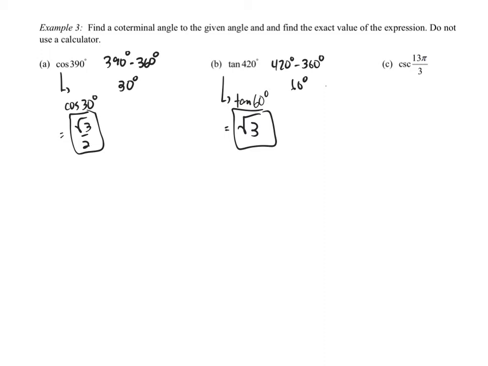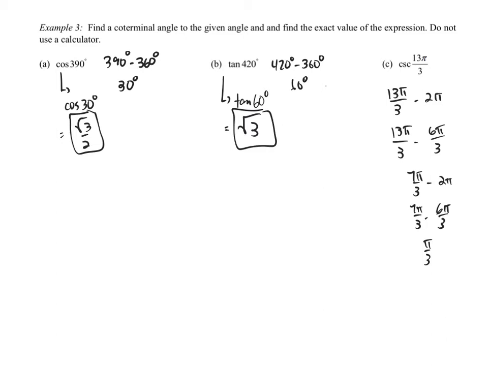Now, letter C is a little bit different because it's in radians. So I know that in order to get a coterminal angle in radians, we could subtract 2 pi. Well, in order to subtract those, we need to have them be the same denominator. So 13 pi over 3 minus 6 pi over 3, that's the same thing as 2 pi, and now they have the same denominator. So that's going to give me 7 pi over 3. Well, that's still not an angle in the first quadrant. So I'm going to subtract 2 pi again, which again is going to be like 7 pi over 3 minus 6 pi over 3. And that's going to give me 1 pi over 3.